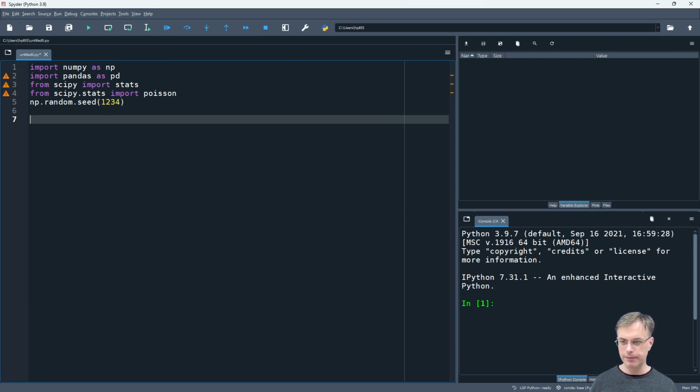Again, also set the random seed in order to encourage reproducibility. So this allows us to get the same random numbers each time. So we got the long breaks variable into stats.poisson.rvs.